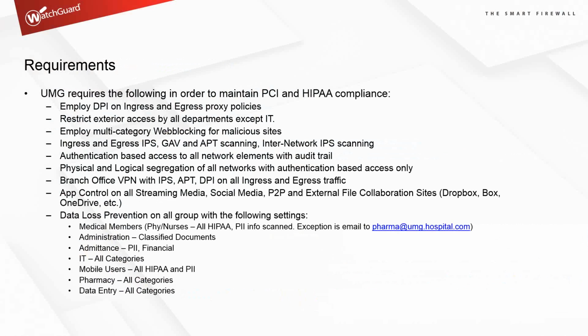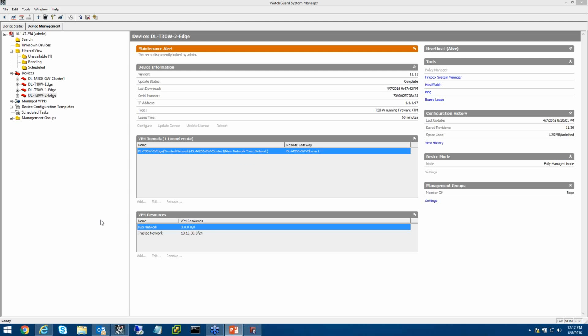Administration would be scanned for classified documents. Admittance would be scanned for PII and financial documents. IT would be scanned in all categories. Mobile users would be scanned for all HIPAA and PII, pharmacy for all categories, and data entry for all categories. Okay, so let's get into the Firebox and see what we can do to make this happen. Give me just 1 second, and we'll switch over.